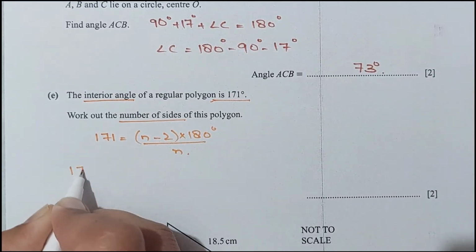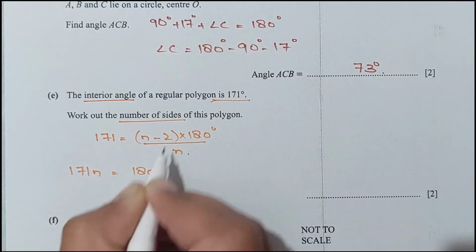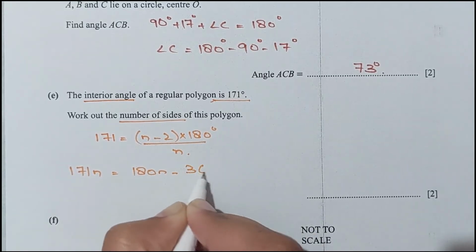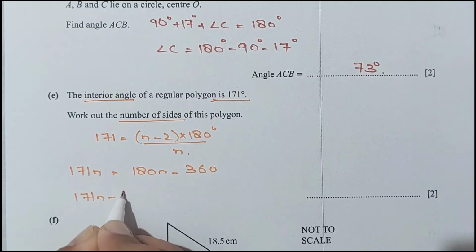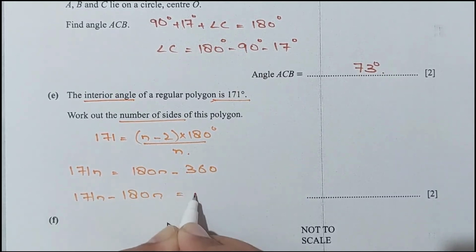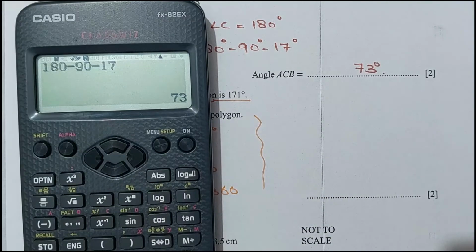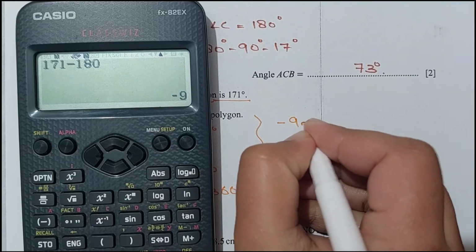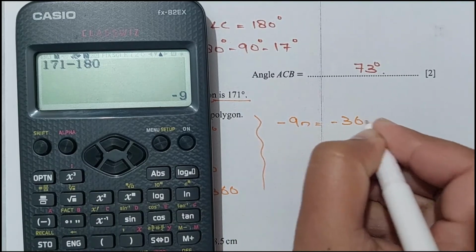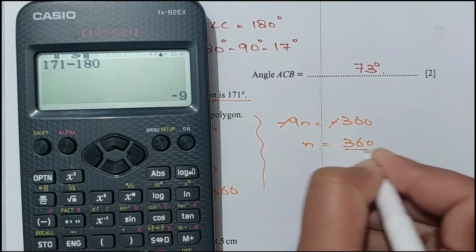Cross multiply: 171n equals n times 180, which is 180n, minus 2 times 180, which is 360. Okay, combining the like terms, 171n minus 180n, and this constant stays on the other side. 171 minus 180, this is minus 9n equals minus 360. Minus is cancelled with minus, n would be equal to 360 divided by 9.